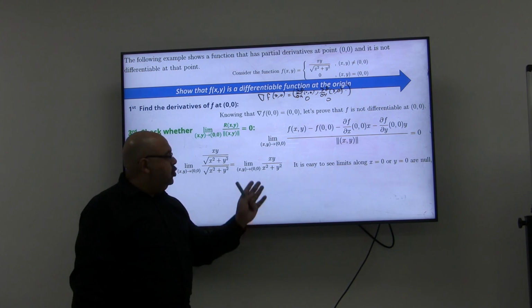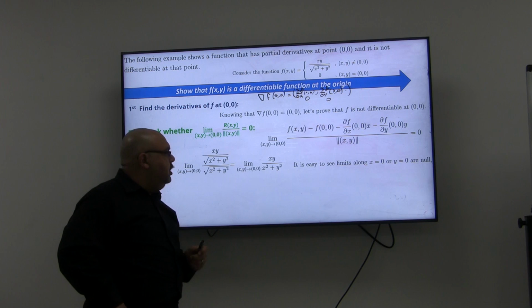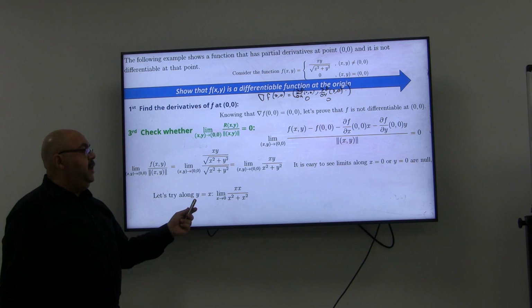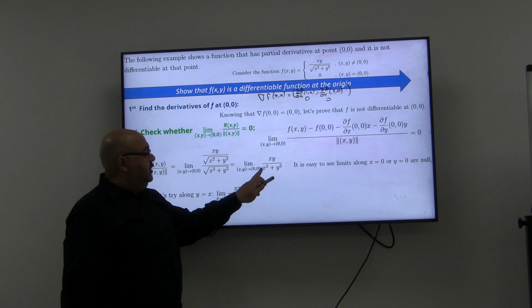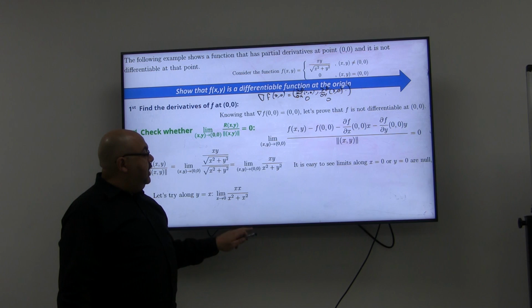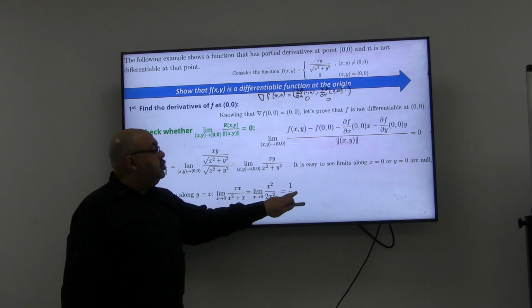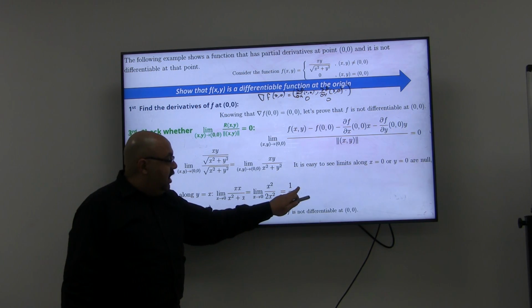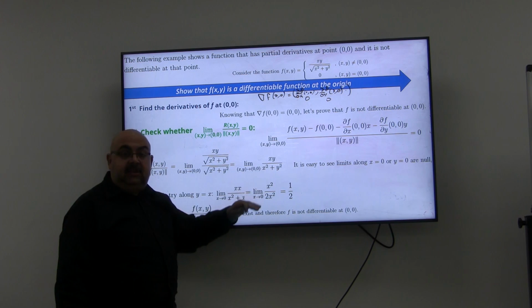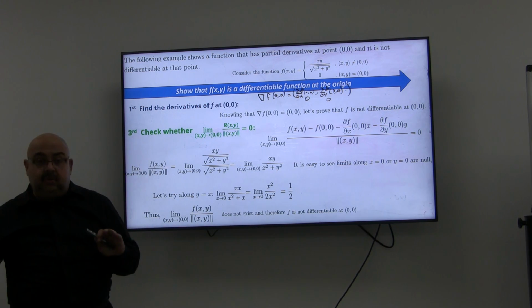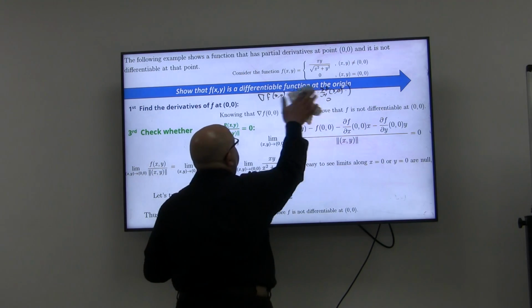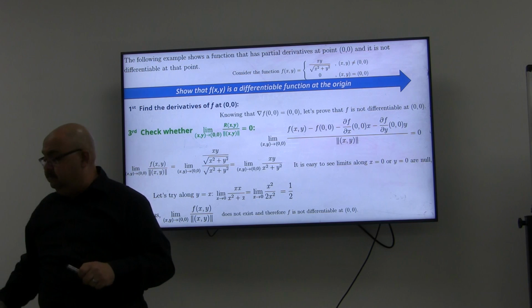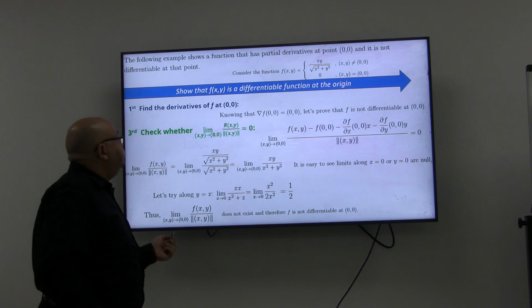It's just enough to show that this limit doesn't exist. It's very, very simple. If you use y equal to x, as I will use here, it's going to be x squared divided by 2x squared. So actually the limit exists and is equal to half. Since it's not equal to 0, the function is not differentiable, of course, as you know. Since the half is not equal to 0, the limit doesn't exist. Once the limit doesn't exist or is not equal to 0, your function is not differentiable. So once more, although the partial derivatives exist, your function is not differentiable, as discussed.